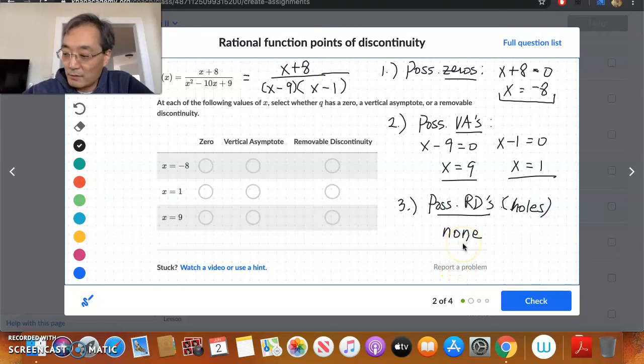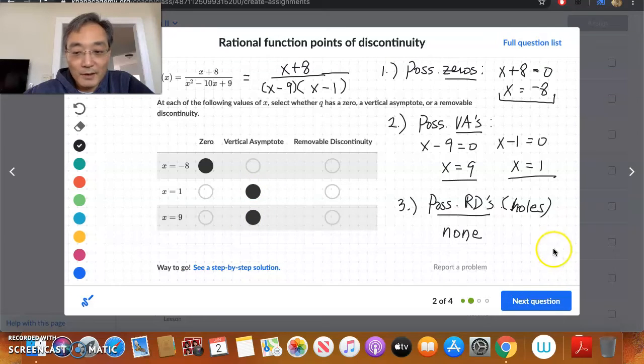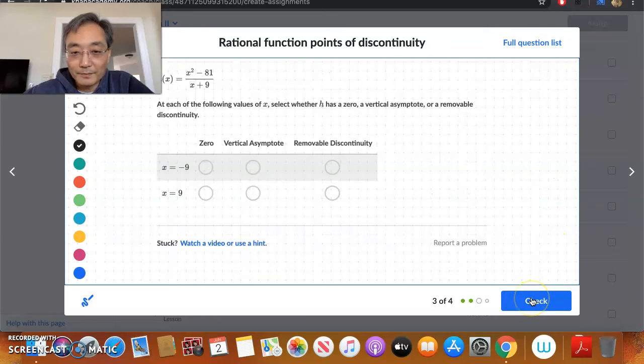So let's select our choices. At negative 8, we have a 0, and then at 1 and 9, we have vertical discontinuities here. And that is correct. Okay, let's do a couple more. Again, first step, always factor. This is a difference of two perfect squares. So x plus 9, x minus 9 over x plus 9.